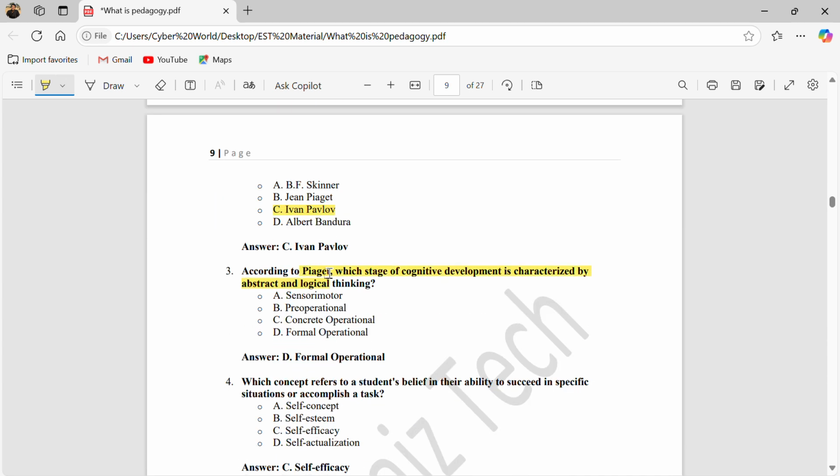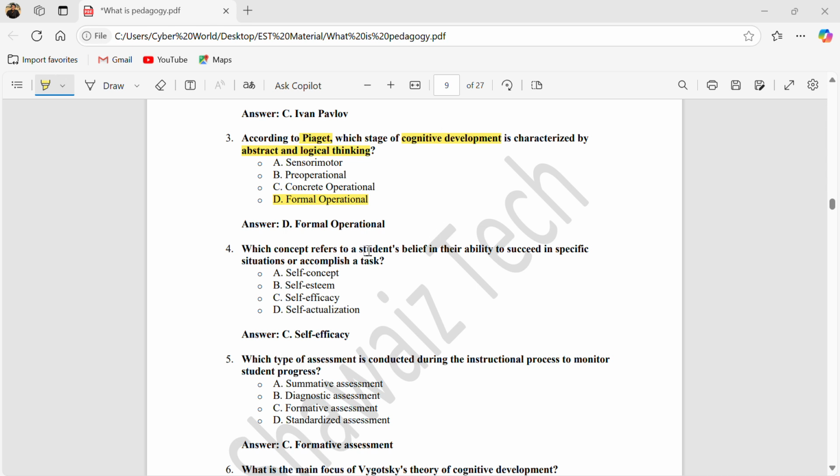Now, about Piaget. According to Piaget, which stage of cognitive development is characterized by abstract and logical thinking? Cognitive development is very critical, and this is due to abstract and logical thinking. According to Piaget, this is the formal operational stage. It is not sensorimotor, not concrete operational; concrete operational is different. So abstract and logical thinking is the formal operational stage.